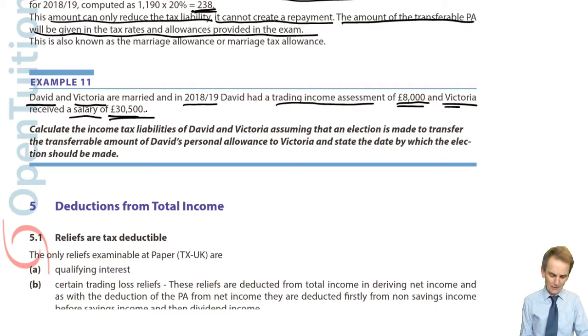Victoria, she's got her salary figure of £30,500. She doesn't get an increase in her personal allowance. She still deducts her own £11,850. The income was a salary. Remember, that is non-savings. So the taxable income, £30,500 minus £11,850, will be taxed at 20%, the basic rate of tax for non-savings income, falling, of course, within the basic rate band.